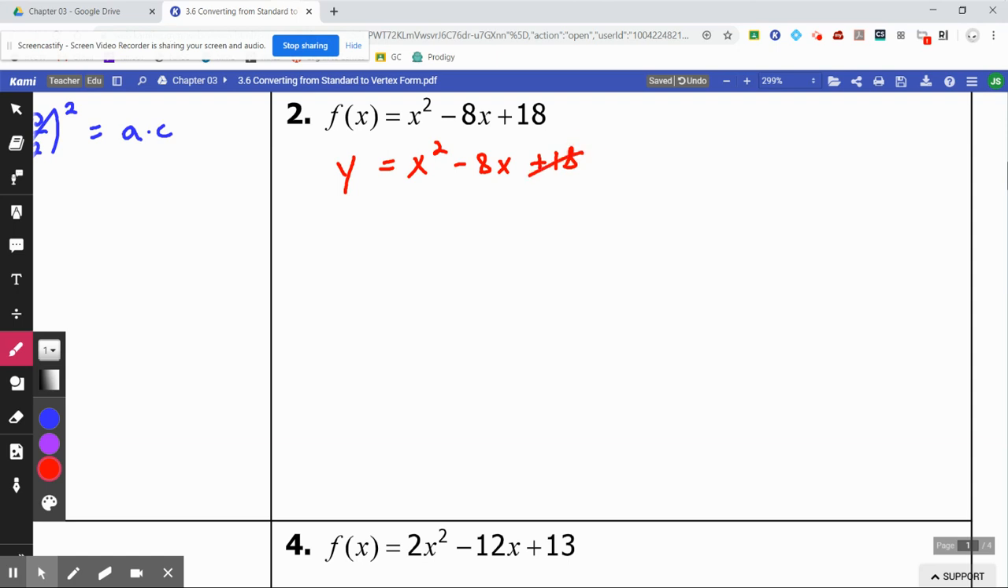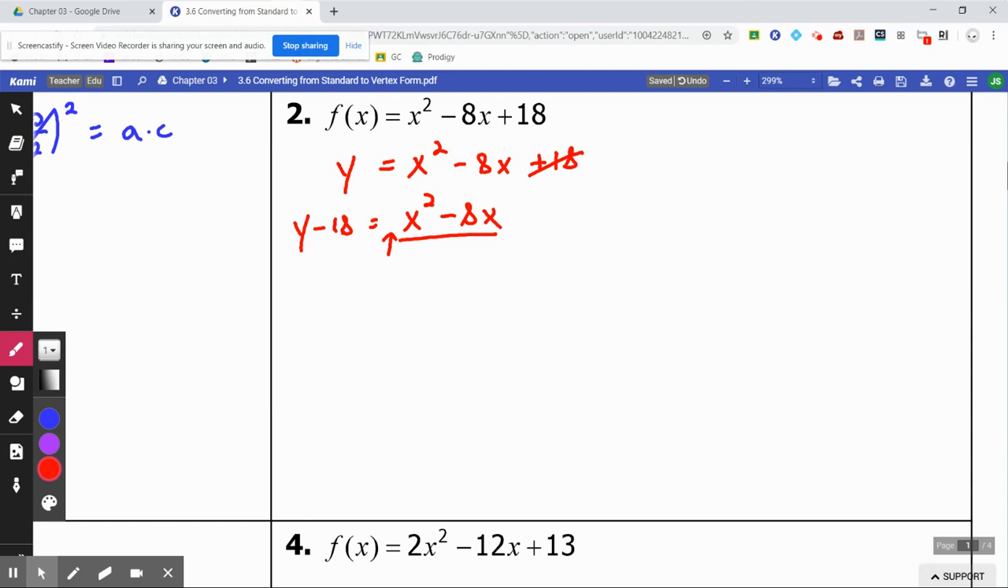Step number 1, move the plus 18 to the other side. Step number 2, we're going to complete the square on the right side. If there's a number in front of x squared, we are going to factor that out. Or you can just use the trick that I showed you first.